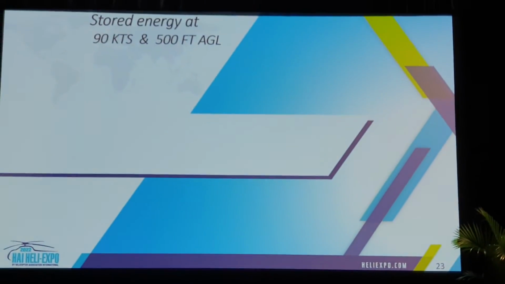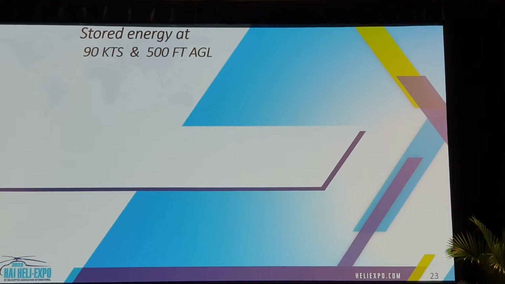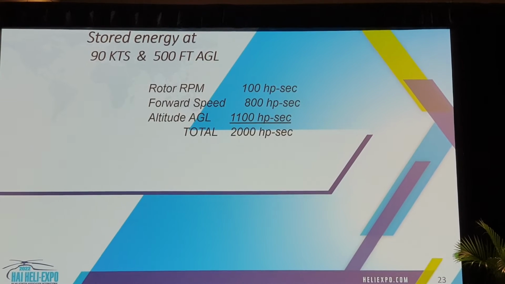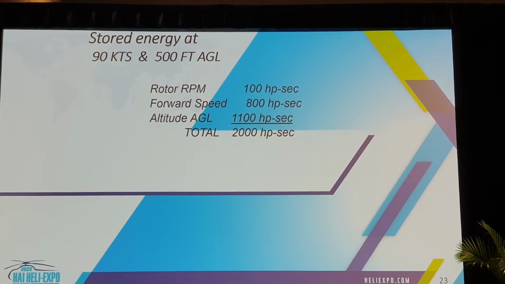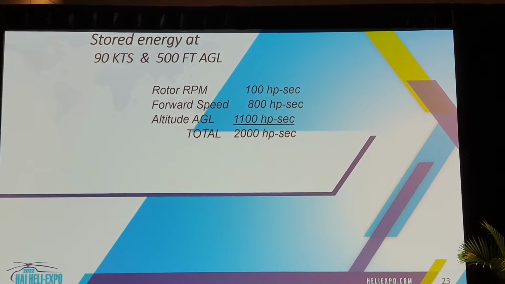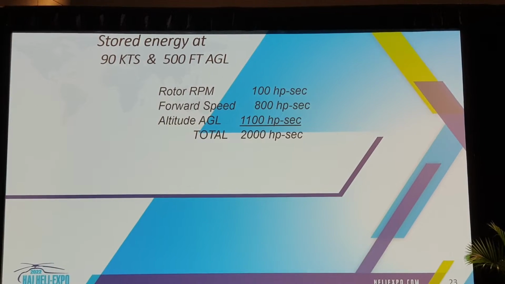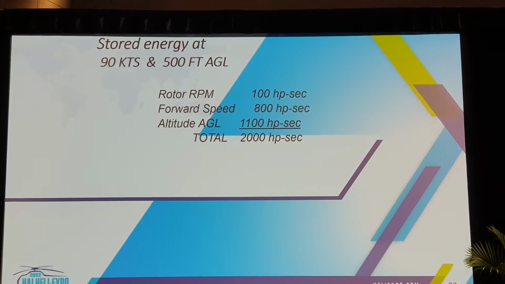So we're assuming here an R-22 at maximum gross weight, 1,370 pounds, 90 knots, 500 feet. This is the way our energy breaks down. In our rotor RPM, we have 100 horsepower seconds of energy. I'm going to come back to that in just a moment.